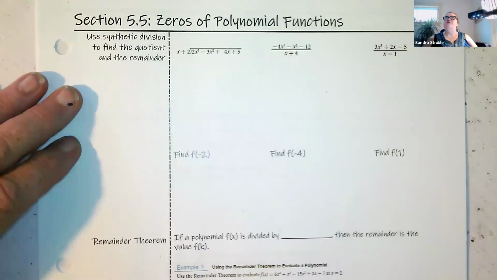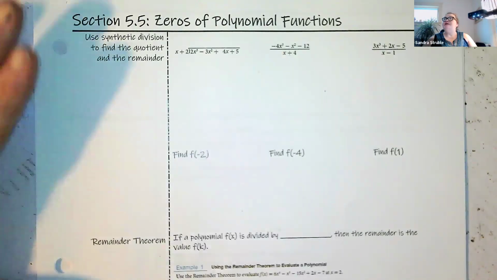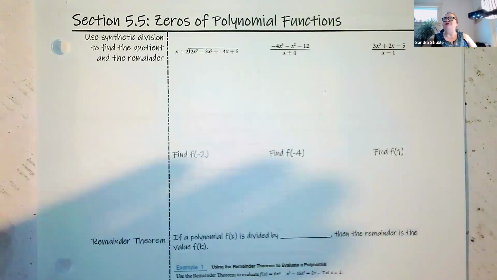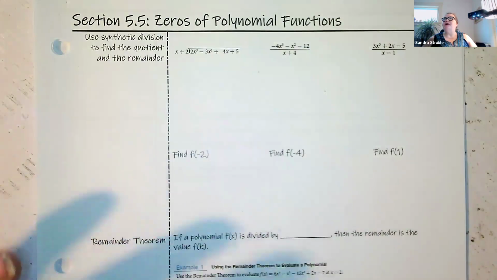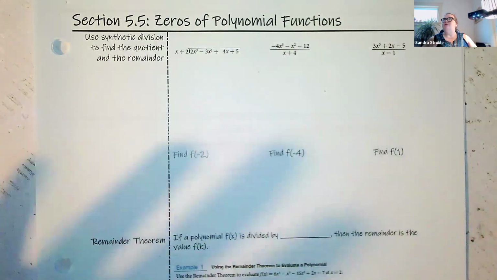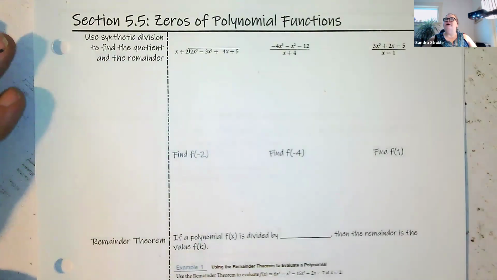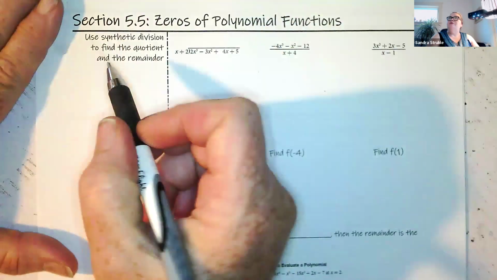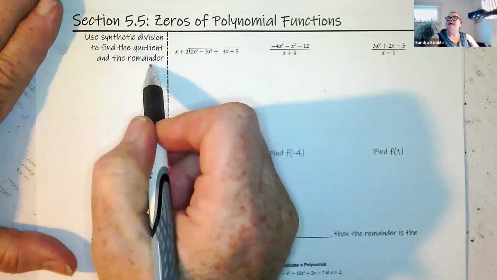Hey, let's cover section 5.5, zeros of polynomial functions. We're going to use synthetic division. Do not think it's anything like regular division that you've been avoiding to this point. It's much easier. I'm going to show you, and you'll have it down within a few tries of doing it on your own. I have found that it's the easiest way to divide polynomials by a binomial. So let's do it. We're going to use synthetic division to find the quotient and the remainder.